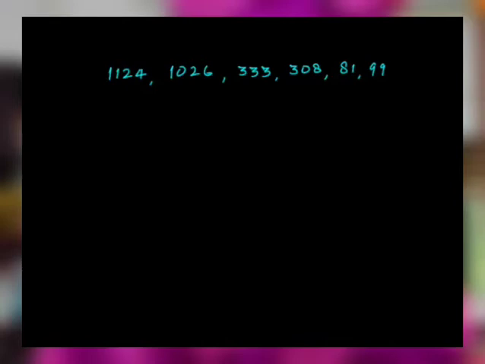So to begin with, the first step is to count the number of digits in each number. Count the number of digits in this number. We have 4 digits. Here again we have 4 digits. Here we have 3 digits. Here we have 3 digits. And in this case it's 2 digits and it's 2 digits.